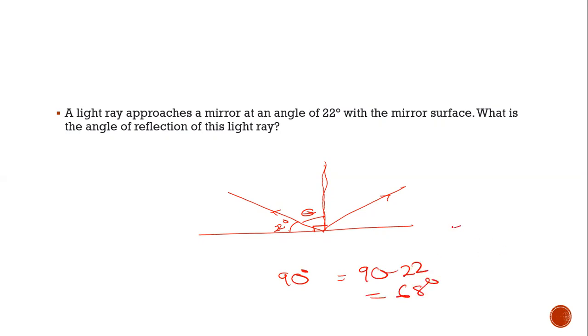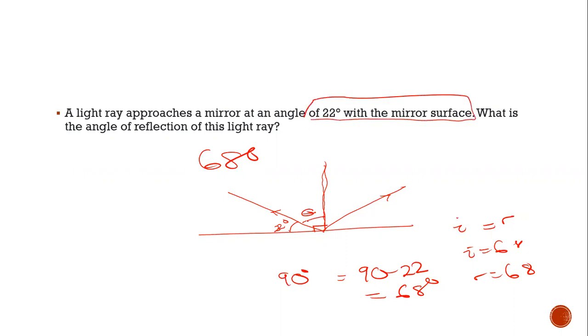Now since the angle of incidence is equal to the angle of reflection, then i is 68, r is also 68. So the angle of reflection here will be 68 degrees. Sometimes you have to check what the question is saying. 22 degrees with the mirror surface, it's not with the normal. That's not the angle of incidence. That is just the angle between the incident ray and the mirror surface. So we just have to find the angle of incidence first, then we know what the angle of reflection is.